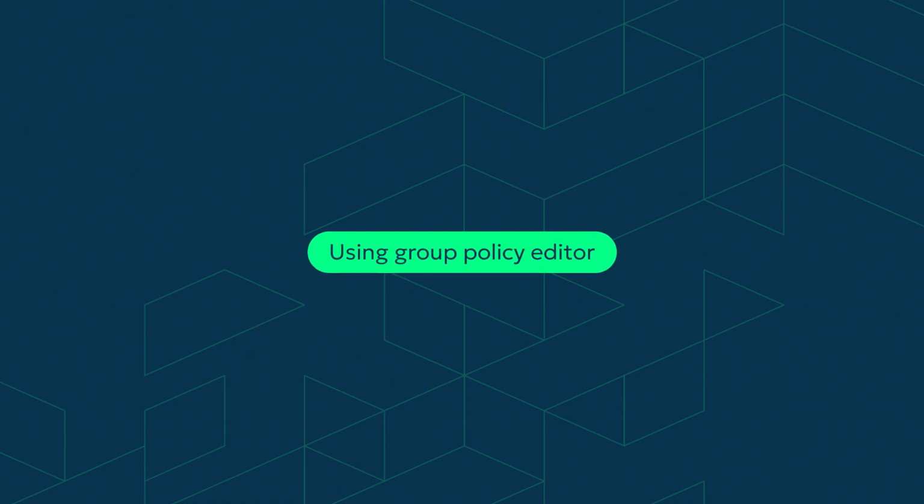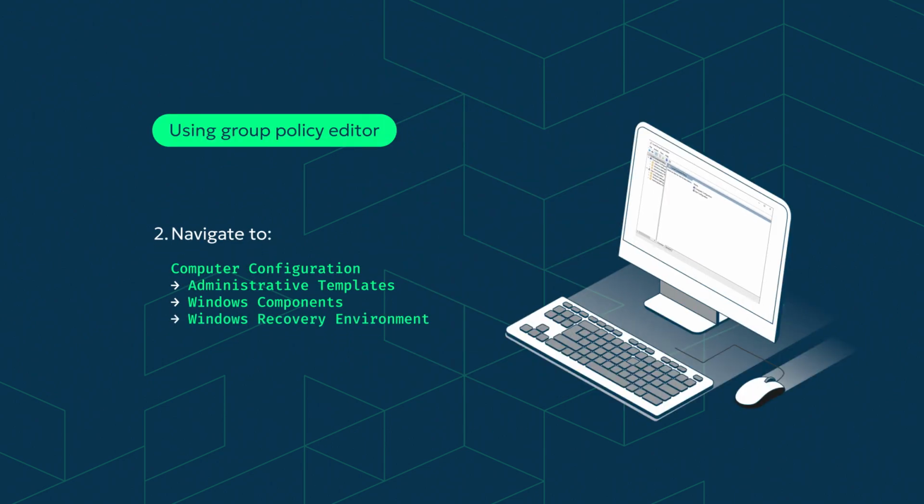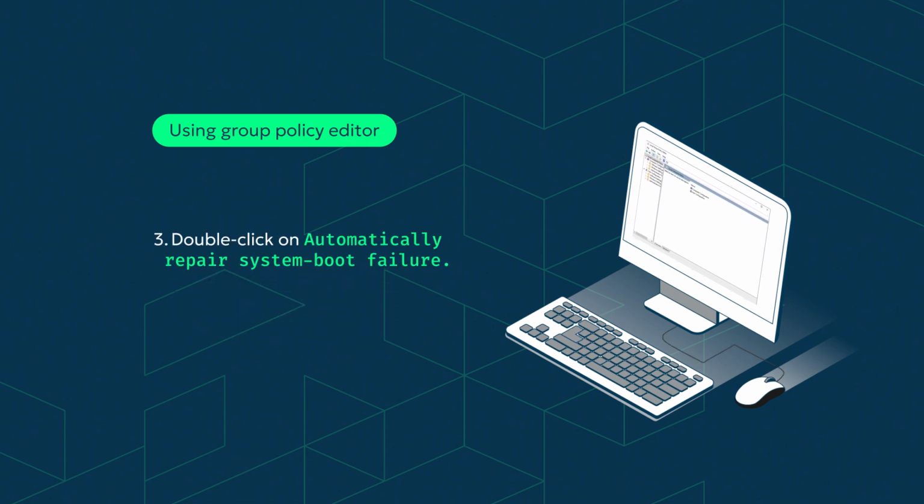Note that this is ideal for Windows Pro or Enterprise editions. Open the Group Policy Editor, navigate to Computer Configuration, Administrative Templates, Windows Components, Windows Recovery Environment, double-click on Automatically Repair System Boot Failure. Toggle between Disabled or Enabled as needed. Apply the changes, then restart your device.